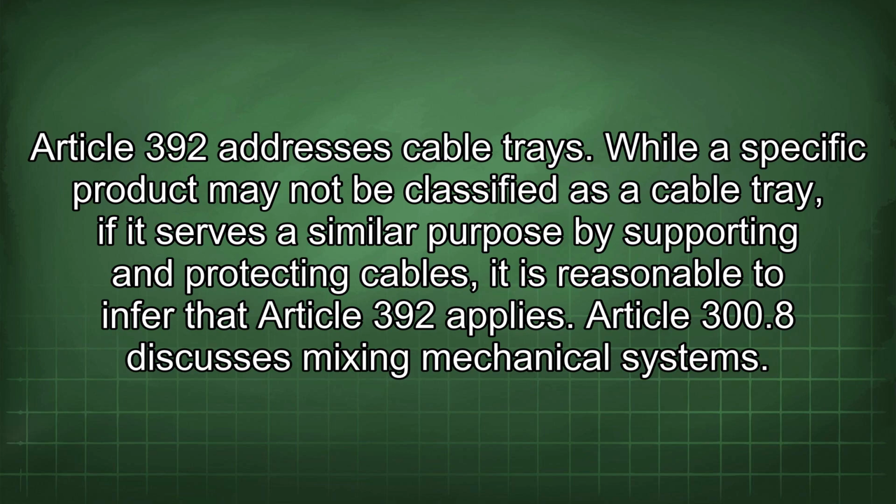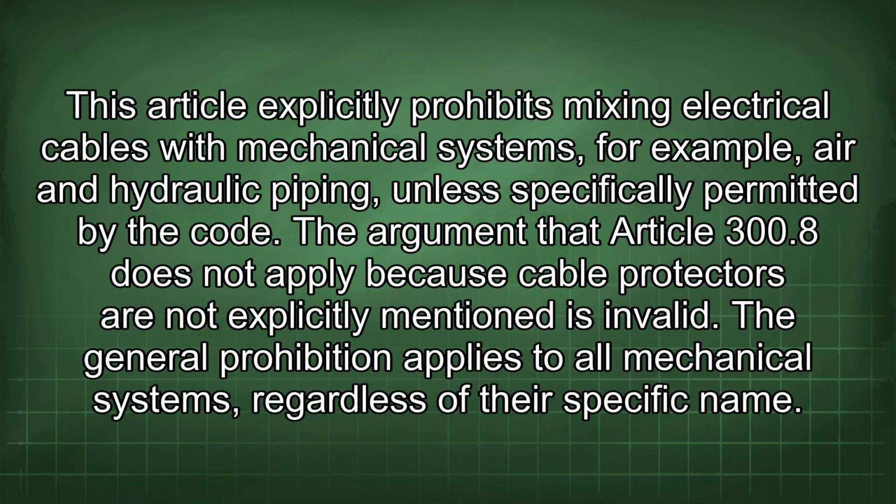Article 300.8 discusses mixing mechanical systems. This article explicitly prohibits mixing electrical cables with mechanical systems, for example, air and hydraulic piping, unless specifically permitted by the Code. The argument that Article 300.8 does not apply because cable protectors are not explicitly mentioned is invalid. The general prohibition applies to all mechanical systems, regardless of their specific name.